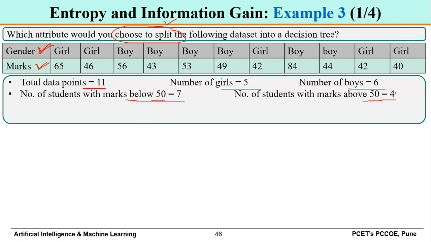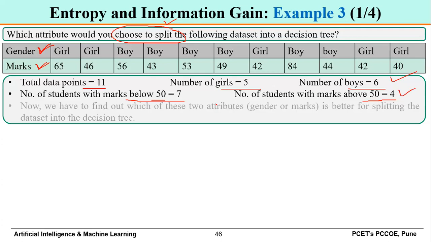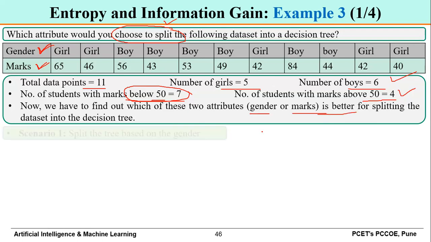So we have to make a decision. We saw in the first slide: should we construct a decision tree based on gender, or should we construct a decision tree based on marks? And here for our understanding we took a cutoff mark of 50 because it was not mentioned in the problem. It is up to you. Now, as I mentioned, we have to find out which of these two, gender or marks, is better for splitting the data set. You are free to make two different decision trees, but we always prefer a better one.